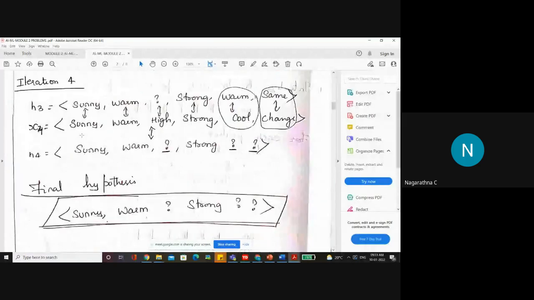Now the fourth instance is sunny, warm, high, strong, cool and change. So we will compare with H3. Already this is generalized, so we will keep it the same. The first value is sunny and sunny, we will retain the same. Second value is warm and warm, we will retain the same. Third value is already a question mark, so we will keep it. The fourth is strong and strong, same. Then we will try to generalize the rest.